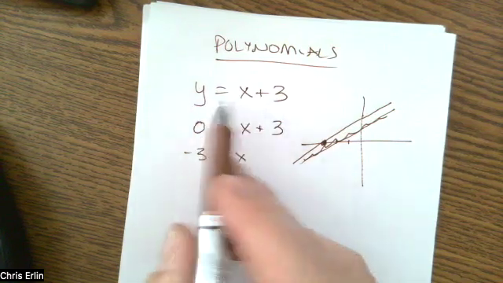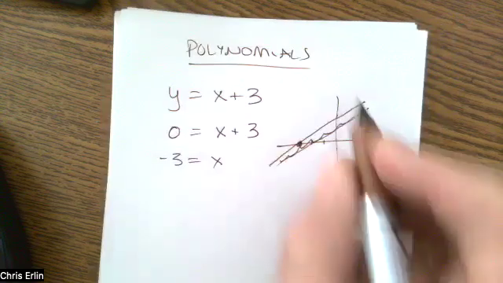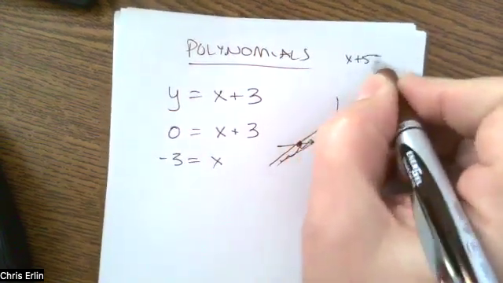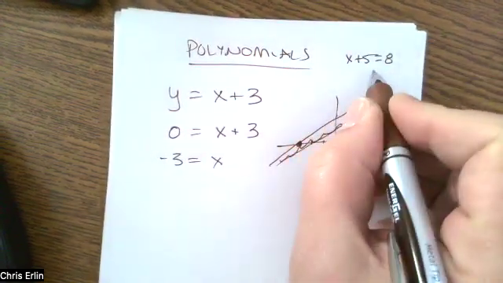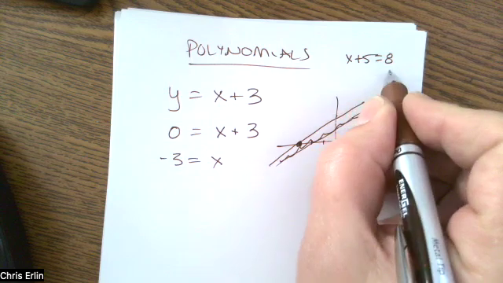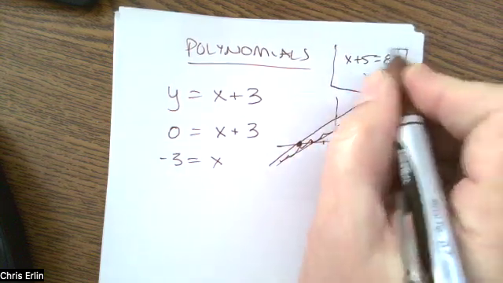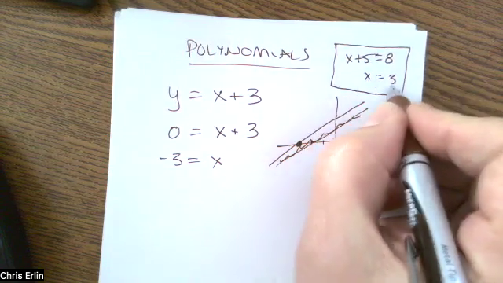Why is it important to graph this expression? Well, if I look at something like x plus 5 equals 8, how many solutions are there to this? 1. I can subtract 5 and I get that x is equal to 3. This is an equation that has a single solution.